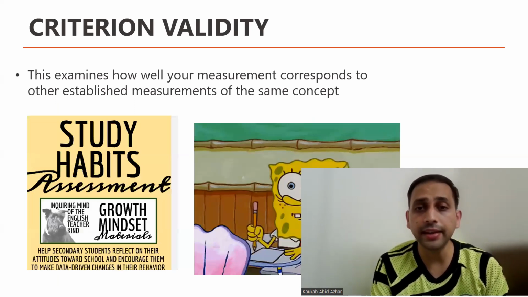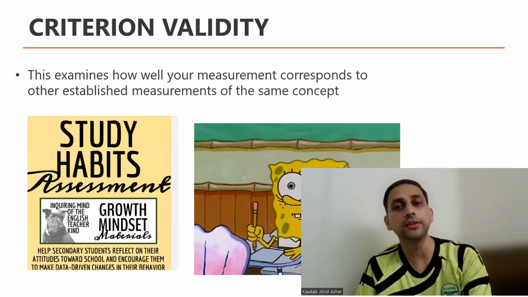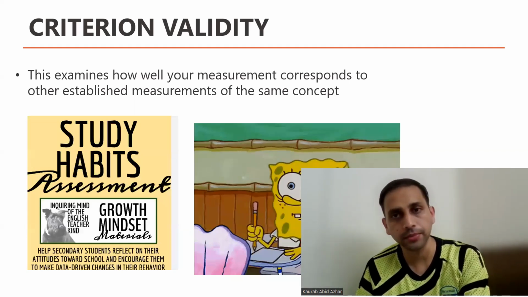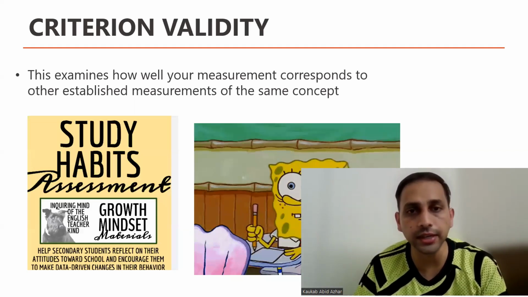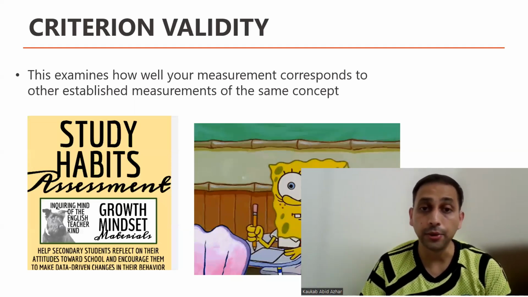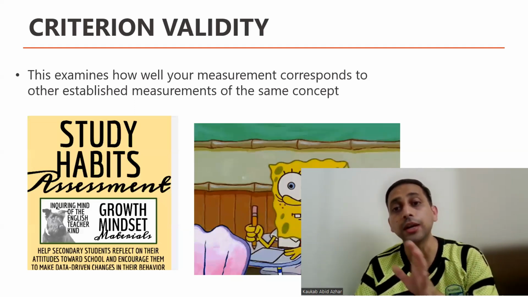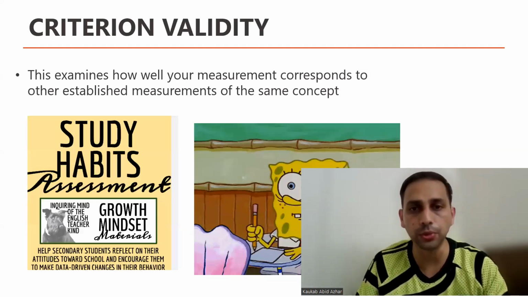So, what is criterion validity? Now, this examines how well your measurement corresponds to other established measurements of the same concept. For example, suppose you develop a new study habit survey to assess how well students are preparing for exams. To determine if your survey has high criterion validity, you compare the survey results with students' actual exam scores.